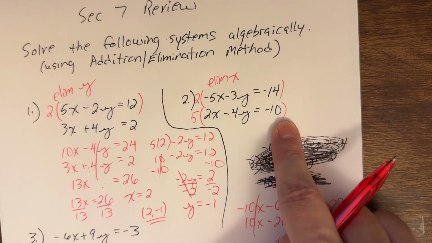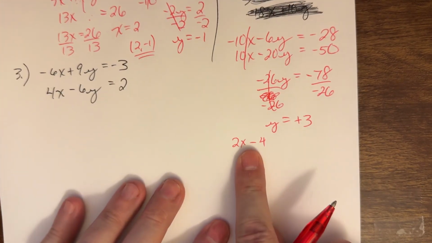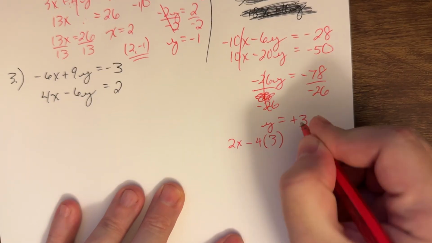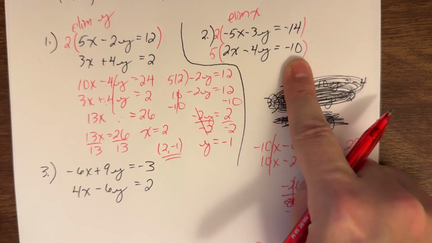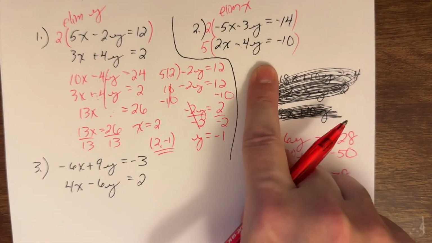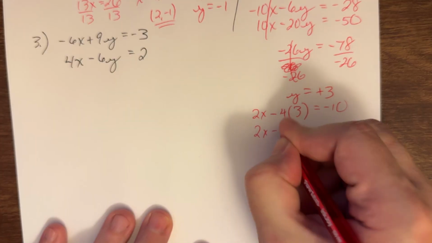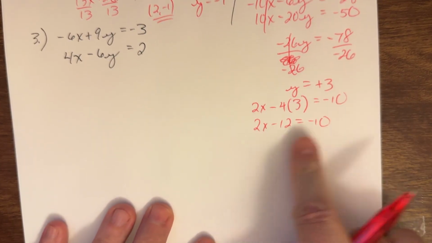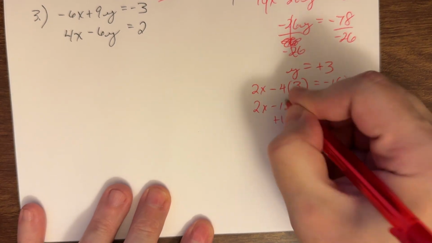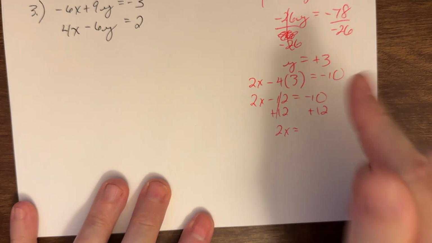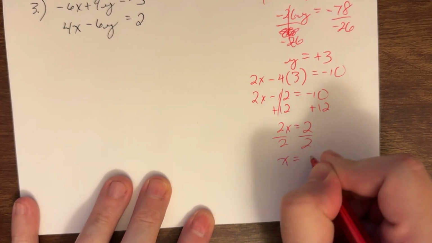This time I'll pick the second one. 2x minus 4 times y, which is 3, equals the negative 10. I'm not using the times 5 equation. I'm going back to the original, just plugging that in. Well, that becomes 2x minus 12 equals negative 10. Add 12 on both sides. 2x equals positive 2. Divide both sides by 2.